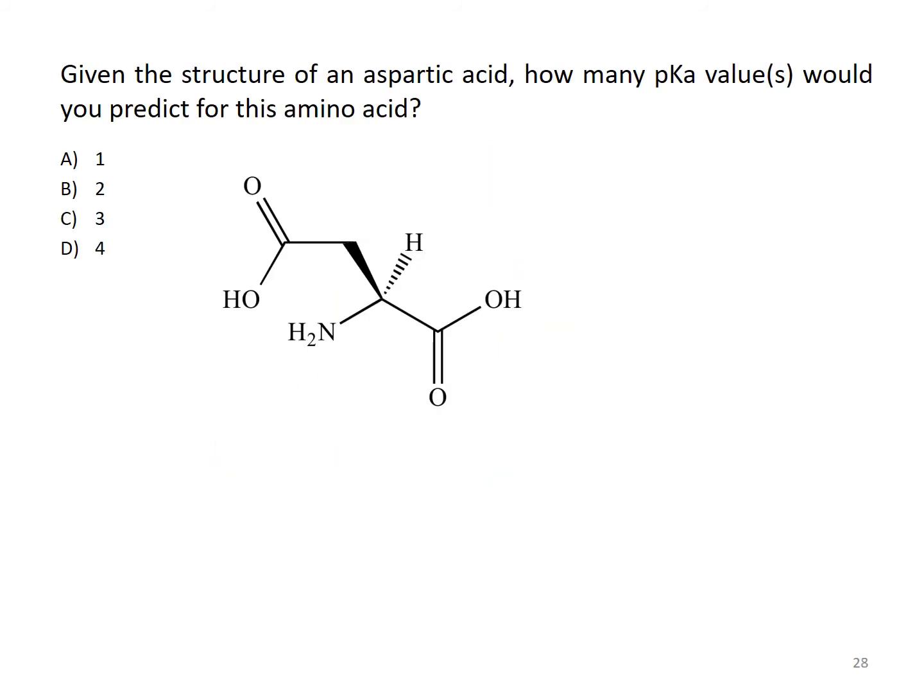And you will understand what I mean by answering this question. So please pause the video for a moment. And the answer is C. You have three groups, or three pKa values. So what are those three groups? The first one is the carboxyl group, then the amino group, and another carboxyl group. They are all capable of protonation and deprotonation, and therefore we assign each of them an individual pKa value.